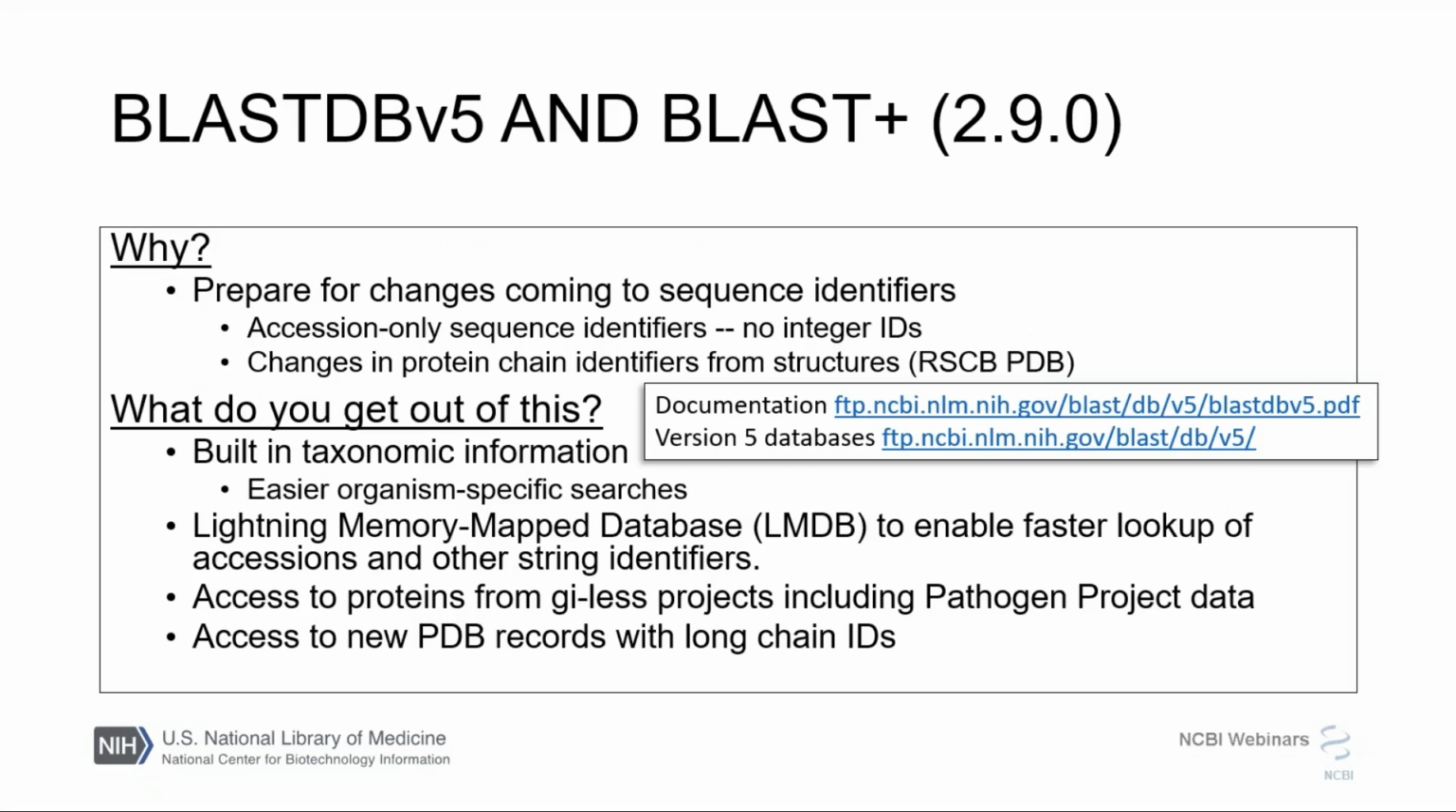And the main reason that we did it is to prepare for changes that are coming to sequence identifiers. We're moving to systems that use accession-only sequence identifiers rather than the integer IDs, which are called GIs. I'll come back to that in a few minutes. There's also changes in the protein chain identifiers coming from PDB. Those are the proteins that are coming from the structure database. That means we need to make some changes in the database.